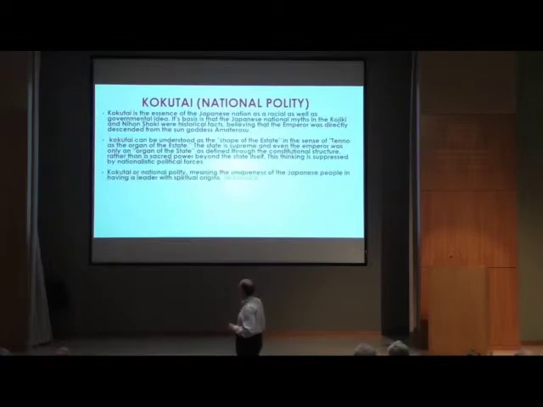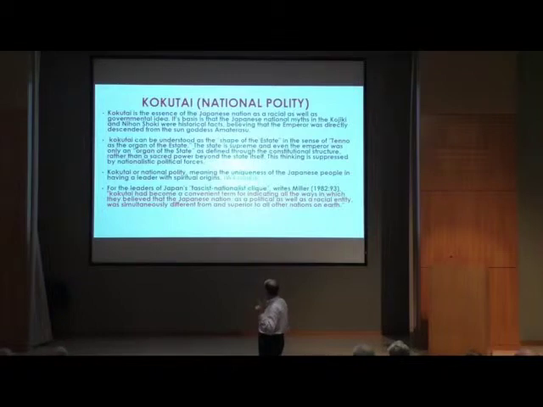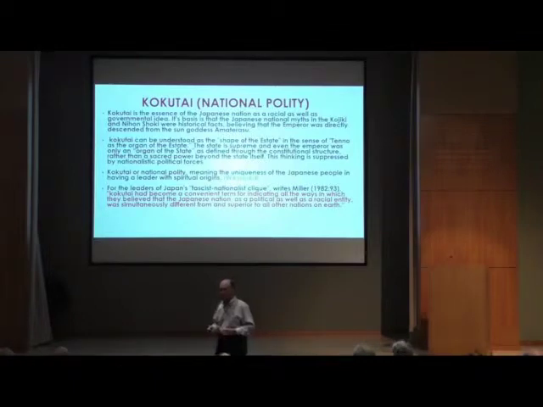So the simplest version of kokutai, in a one-sentence thing, is kokutai, or national polity, meaning the uniqueness of the Japanese people in having a leader with spiritual origins. It's a simple one-sentence idea of national polity. But for the fascist nationalist clique that developed in Japan in the 30s and 40s, it means significantly more. It became a convenient term for indicating all the ways in which they believed that the Japanese nation, as a political as well as racial entity, was simultaneously different and superior to all other nations on earth.